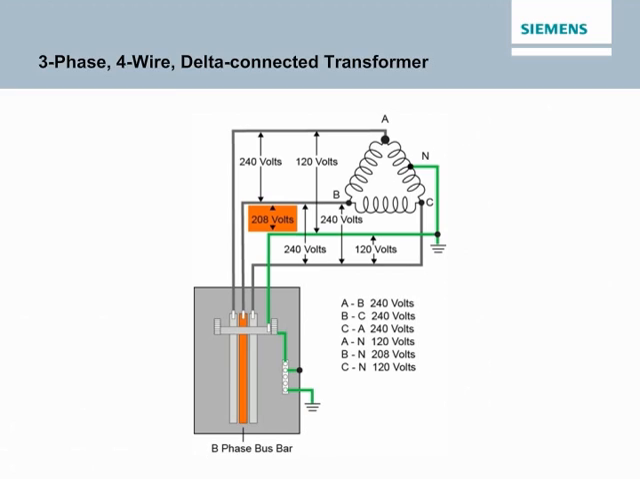4-wire delta-connected transformers with a high leg are most often wired so that the B phase is the high leg. In such cases, the high leg voltage can be calculated by multiplying the phase A or C to neutral voltage times 1.732. So in this case, 120 volts times 1.732 equals 208.